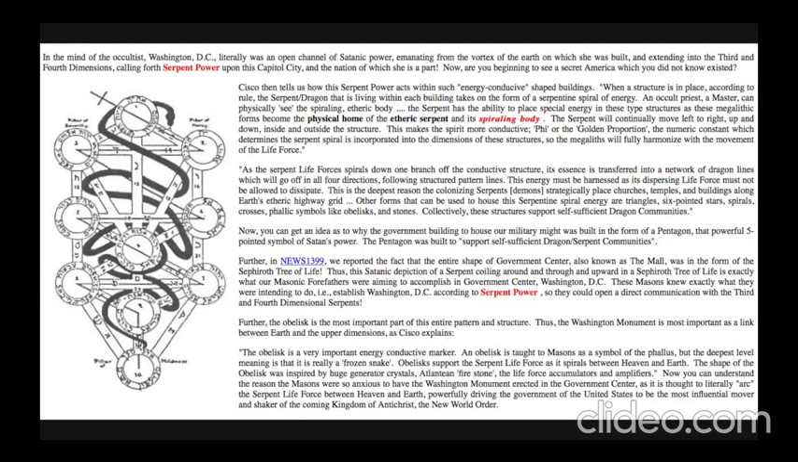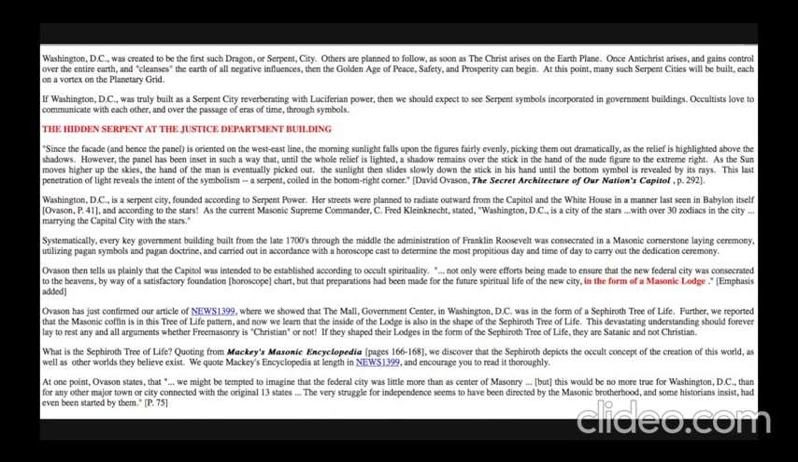Now you can understand the reason the Masons were so anxious to have the Washington Monument erected in the government center, as it is thought to literally arc the serpent life force between heaven and earth, powerfully driving the government of the United States to be the most influential mover and shaker of the coming kingdom of Antichrist and the New World Order. Washington, D.C. was created to be the first such dragon or serpent city. Others are planned to follow as soon as the Christ arises on the earth plane.